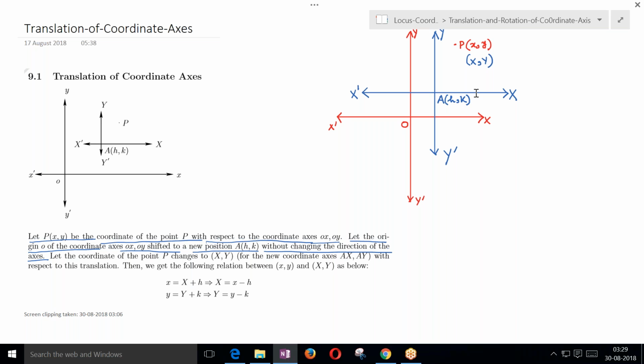Okay, then what happened? Then we get the following relationship. Now let the coordinate of the point P change to capital X, capital Y in the new coordinate system. With respect to this translation, this method is known as translation because we are translating the coordinate axis, where we shifted the origin from the point O to the point (h, k).